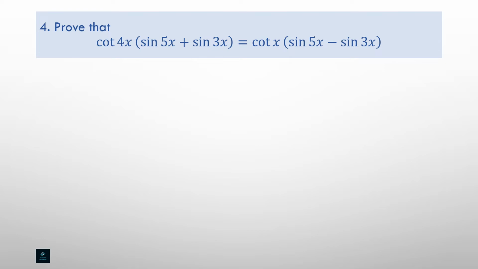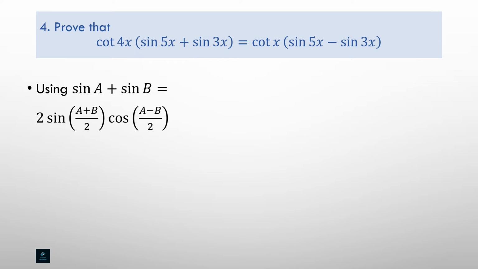In this example, we are going to prove that cot of 4x times (sin of 5x plus sin of 3x) is equal to cot of x times (sin of 5x minus sin of 3x). It is obvious that we will use this relation: sin of a plus sin of b is equal to 2 sin of (a plus b) by 2 cos of (a minus b) by 2. Therefore, the LHS is cot of 4x times (sin of 5x plus sin of 3x).